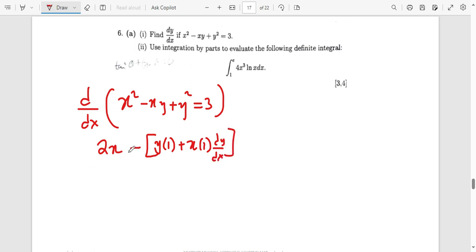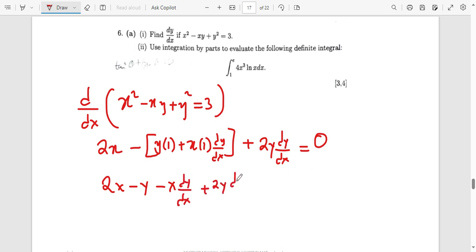Look, I factorize out this negative, very important. And then I'll differentiate again y squared, that will give us 2y. Every time you differentiate y, add dy over dx. And this is going to be equal to 0. So this is going to be 2x minus y minus x dy over dx, and then plus 2y dy over dx, that will be equal to 0.